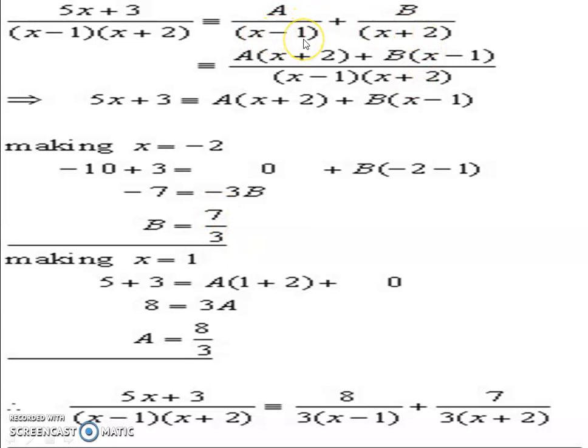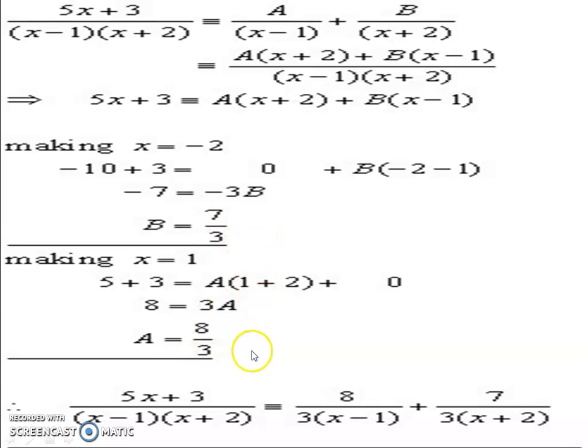Now x minus 1 is the second factor, so we put x minus 1 equal to 0. That means x equal to 1. In this equation put x equal to 1: 5 into 1 plus 3 equals capital A into (1 plus 2) plus capital B into (1 minus 1), which is 0. So 5 plus 3 is 8, equal to 3A. We divide 8 by 3. So capital A is equal to 8 upon 3, and that is the final answer for A.